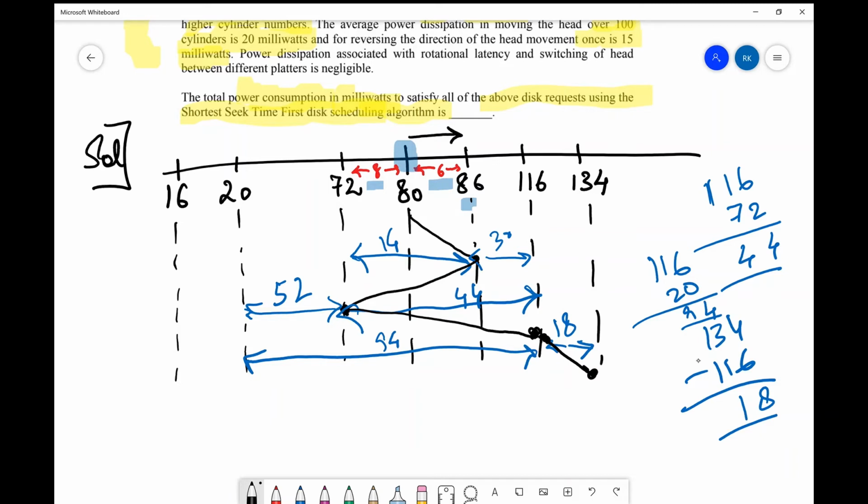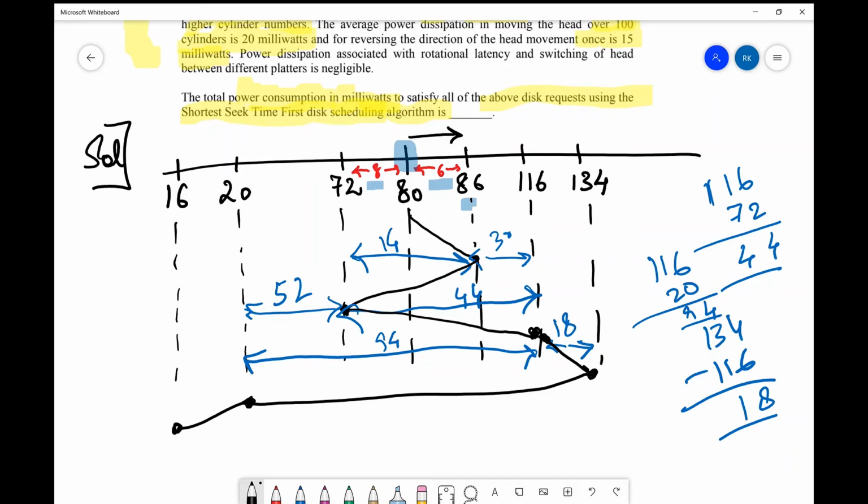Now after this, we are going to return on the left hand side to serve 20, because either we can serve 20 or we can serve 16. So 20 is closer than 16. So first we serve 20, and then at the end we serve 16. Okay. So once we have this order of serving these requests, then what is the next step?